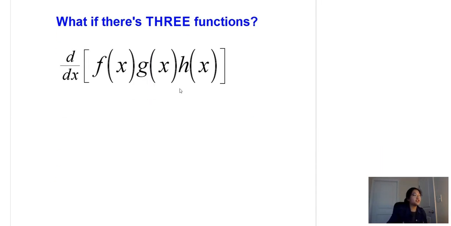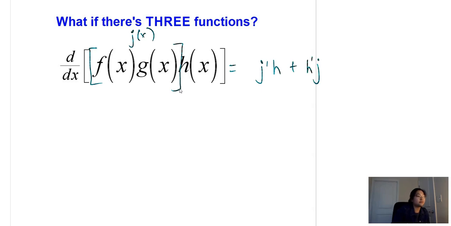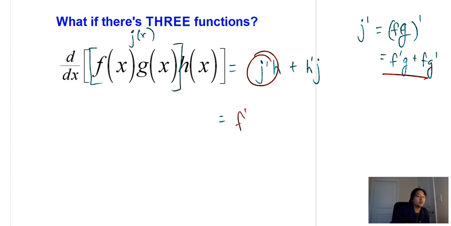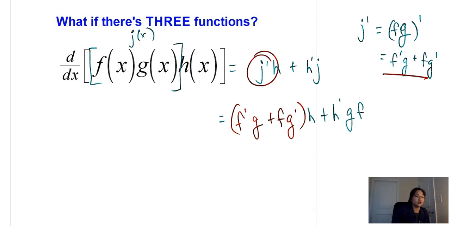Okay. If there's 3 functions for a product rule, what would happen? Well, we could group these as some function, let's call it j of x. So then it would be j prime h plus h prime j. But then j prime is going to be f g prime plus f prime g. So then this j prime is going to be f prime g plus f g prime, all times h, plus h prime, and then j, which is g f, and I just changed the order of that entirely, but that's okay.